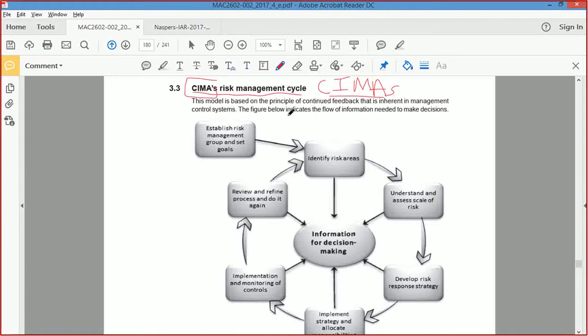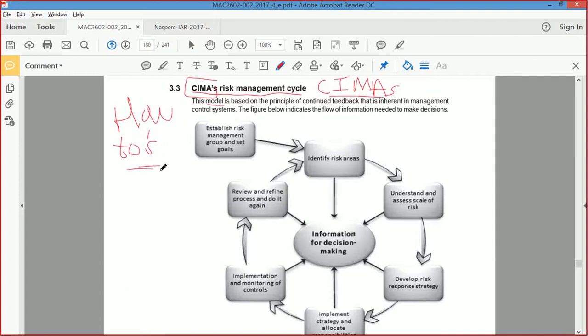Then you've got CIMA's approach. CIMA, we're looking at management accountants, the Chartered Institute of Management Accountants. Management accounting is looking at internal accounting. It's looking at the detail. It's looking at all the different areas. Notice this is their approach in terms of risk management.